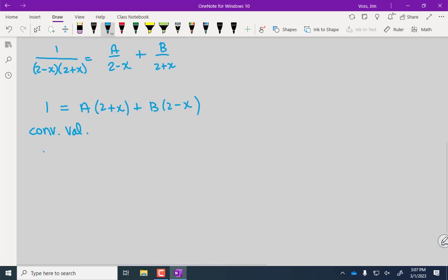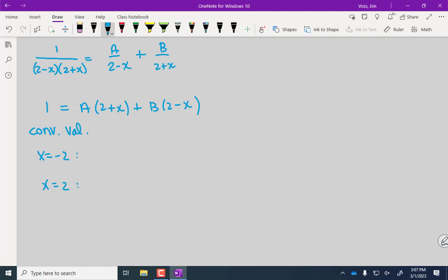And the convenient values are -2 and 2. Any issues yet? Makes sense? Convenient values are the values that cause the factor to be 0. So 2 plus x is 0 when x is -2, so that's a convenient value. And this other factor is 0 when x is 2, so that's a convenient value.